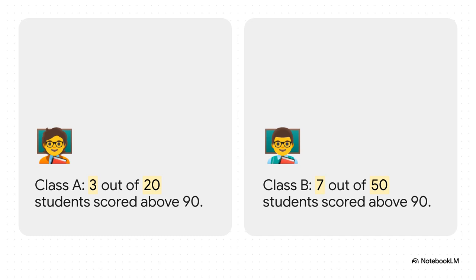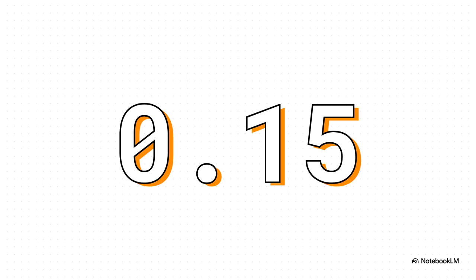Now, at first glance, 7 feels better than 3, right? But is that the whole story? Let's use our new tool. For Class A, we're going to divide those 3 top-scoring students by the 20 total students in the class. That gives us a relative frequency of 0.15. Or to put it another way, 15% of the class got a top score.